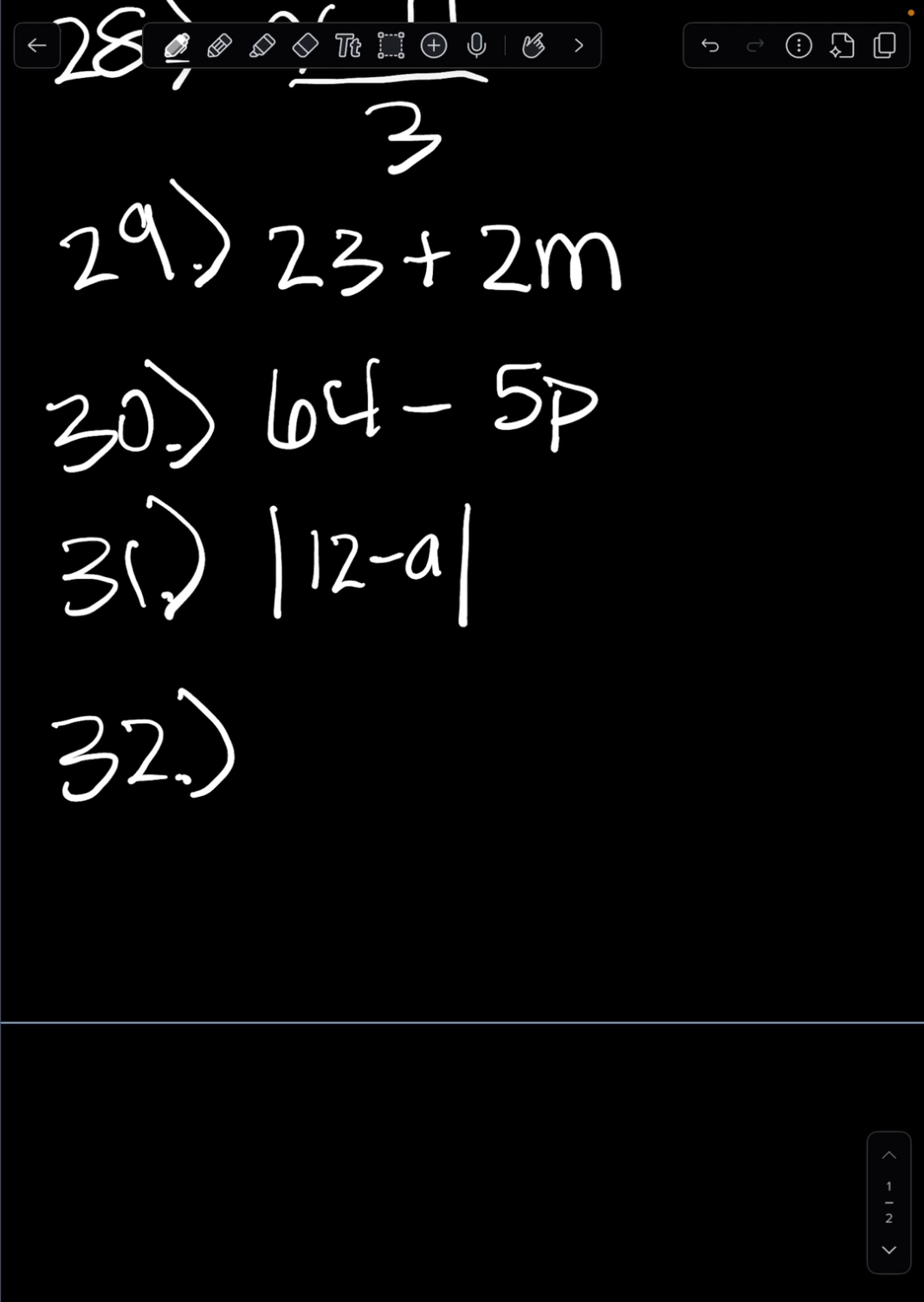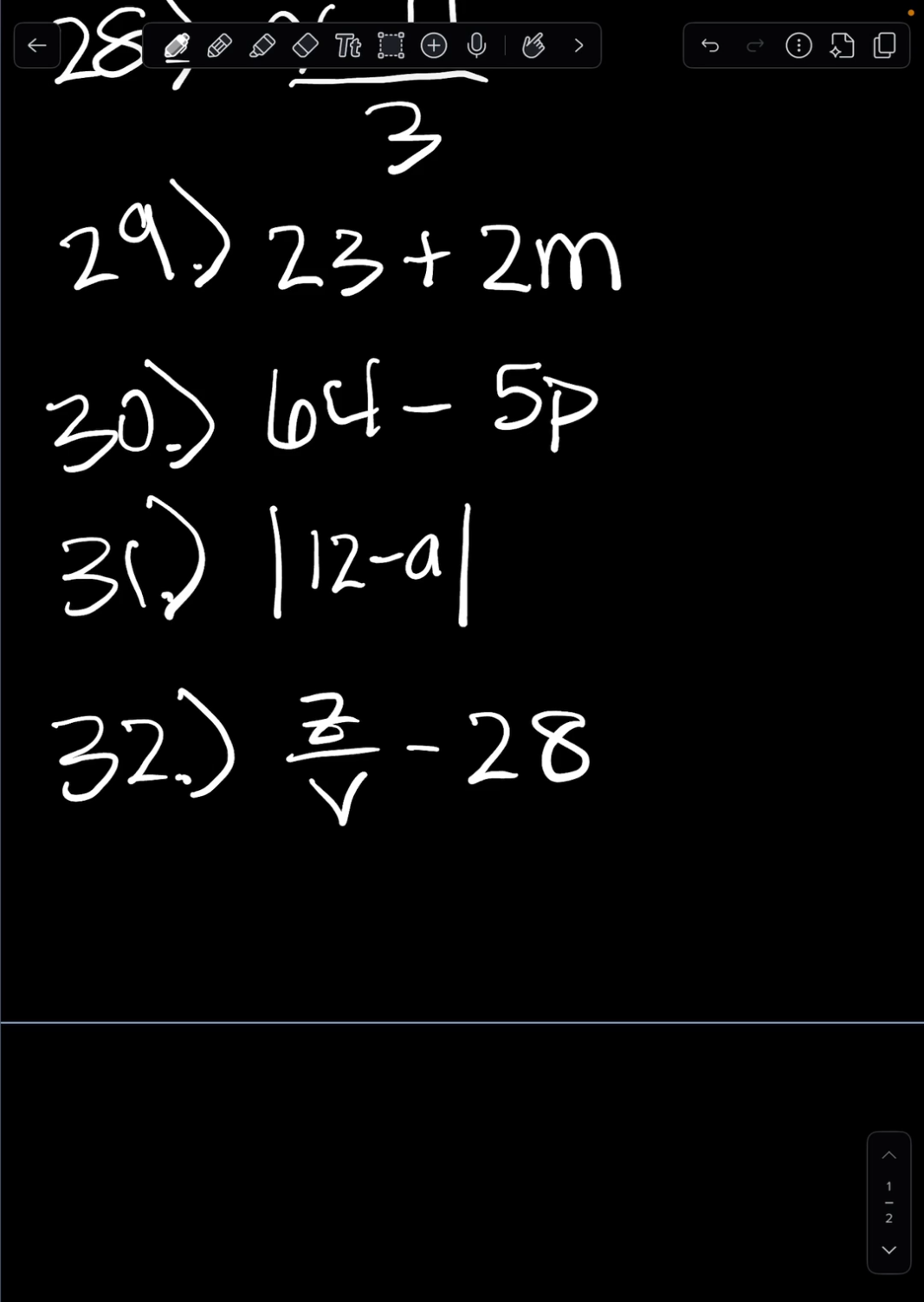Number 32, the quotient of z and v decreased by 28. So the quotient of z and v is set off by the comma there. So they want us to do division, z divided by v, that's what quotient means, and then minus 28.